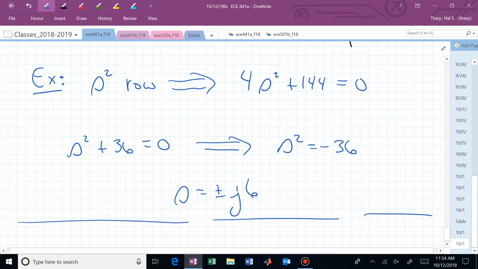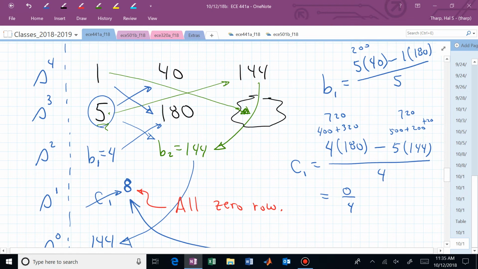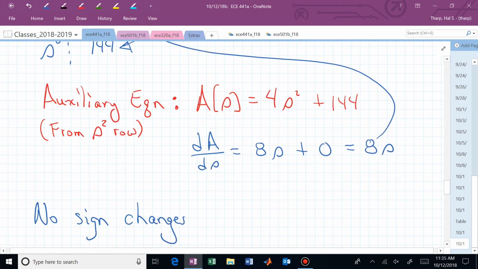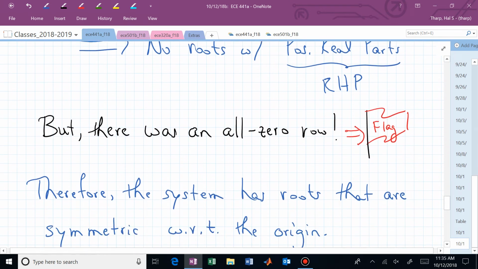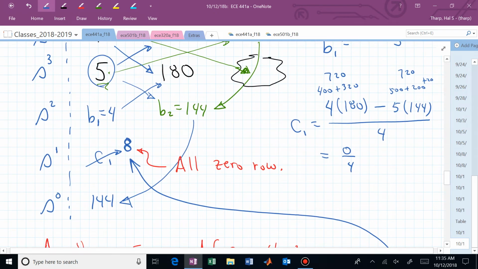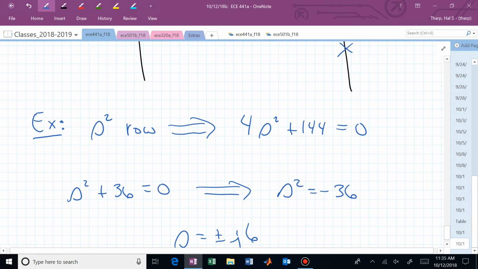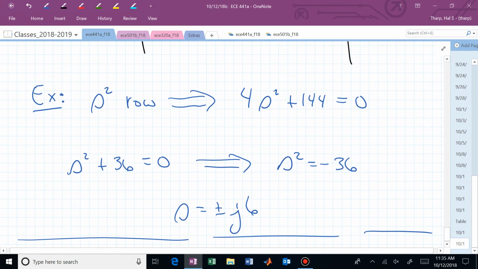So now that is more information than what I had from just saying I had no roots that had positive real parts. But the fact that I had an all zero row told me that I had symmetry. That raised this flag that says, oh, there's symmetry with respect to the origin, and that symmetry is going to be found by looking one row above the all zero row. So I'm now looking at the s squared row. I have a coefficient of 4 scaling s squared. I have 144 scaling s to the 0. That now gives me the polynomial whose roots would give me the roots that are symmetric with respect to the origin. That's example number 2.